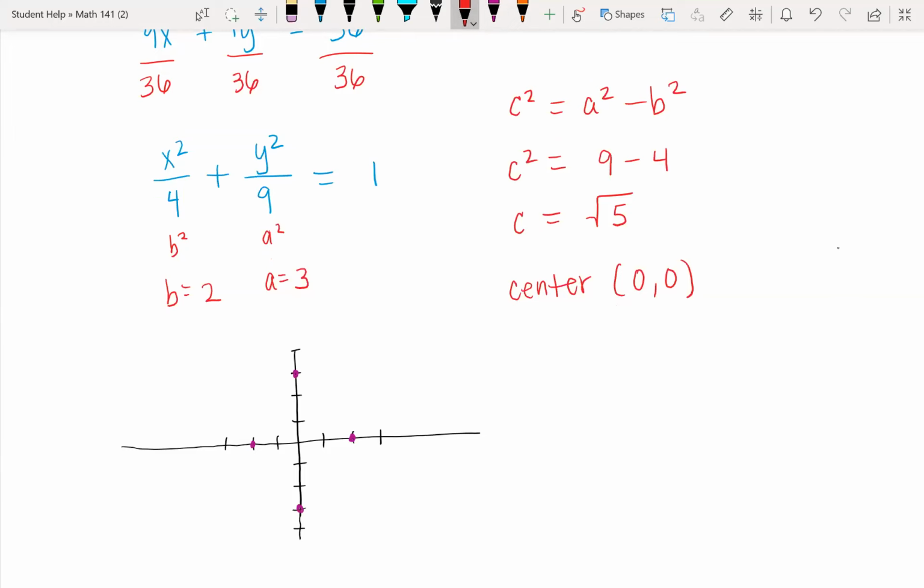For the foci, square root of 5 is approximately 2.2. So I'll put those points at about maybe here and maybe here. And then my ellipse, bear with my drawing. It's going to be something like that. Not too bad. Again, if you want an exact graph, you can use Desmos. It won't put the foci there for you, but you get the idea of what the graph looks like.